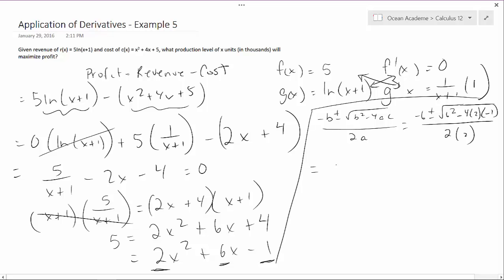Plugging this all into our calculator, we get two values. We get a positive 0.158 and we get a negative 3.158. Now we can't have negative units. That one just does not make sense, so we just disregard it. So we've got 0.158. Now the question reads in thousands. Our x unit is in thousands. So multiplying this by 1,000, we get 158 units.